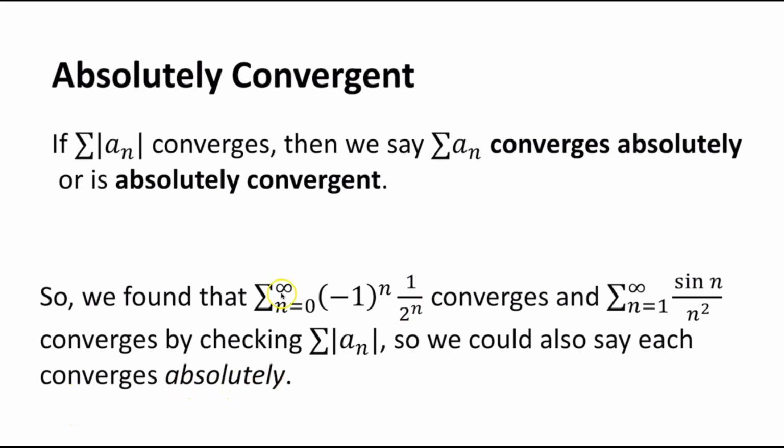So we could say the original series that has the negatives converges absolutely because we checked what happens when you make all the terms positive and those converged. So again, it's like we challenge ourselves with the harder positive term series, and that converged. So we say the original series converges absolutely.